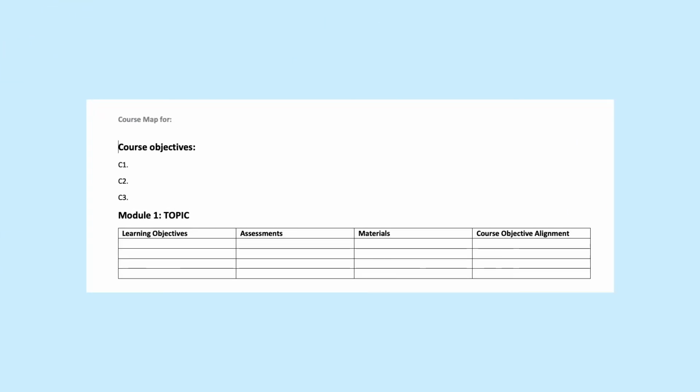Once you have that draft of your module objectives for at least 4 modules, plug them into the course map template or whatever format you prefer, add in some notes about possible assessments and materials, and submit it at the close of Module 3.